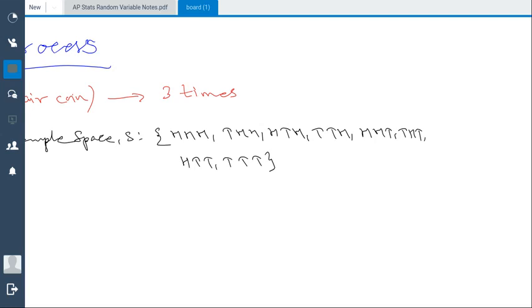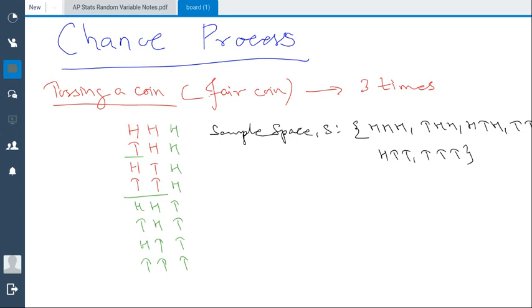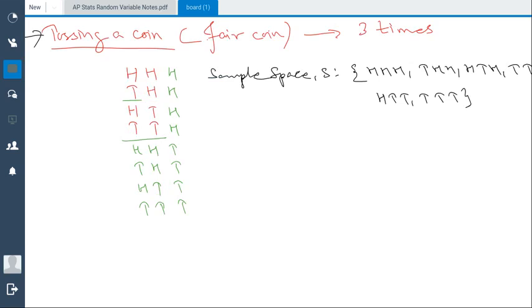Now, you have understood what is a chance process. Tossing of a coin is a chance process. My dear friend, tossing of a coin is a chance process. Sample space is outcomes. So I write it down. This is a chance process, and the possible outcomes are here. I have written all the possible outcomes. Now you have got the possible outcomes, Gunjan.